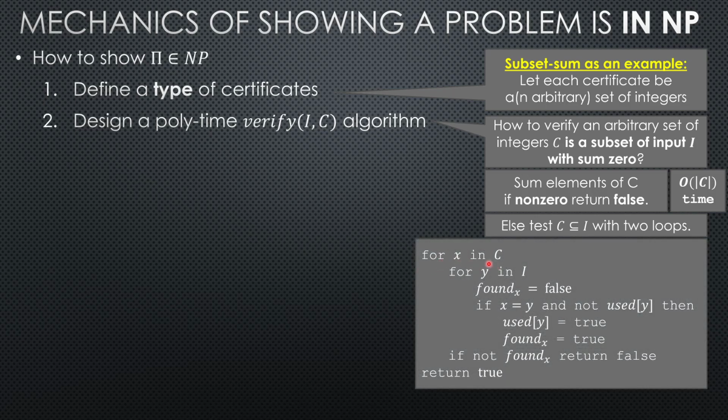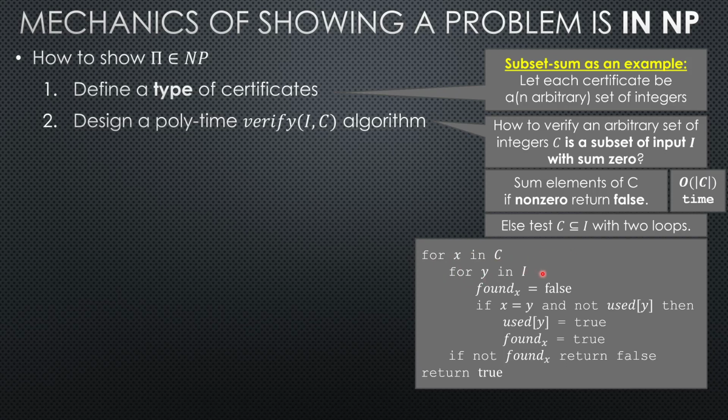For each x in C, so for each element of the certificate, we're going to find that element in I. Okay, so we're going to go through all the elements of I and try to find that element. We're going to start out by saying I haven't found it in I. Actually, this line is in the wrong place. This line should be before the for y loop. So we're saying, have we found x over all the choices of y, and we're initializing it to false. That initialization should happen here. For x in C, found x equals false.